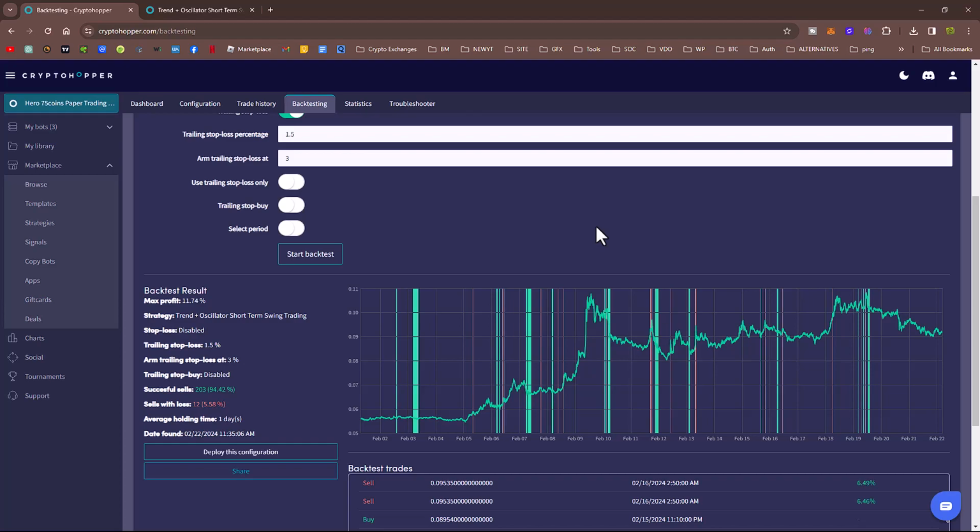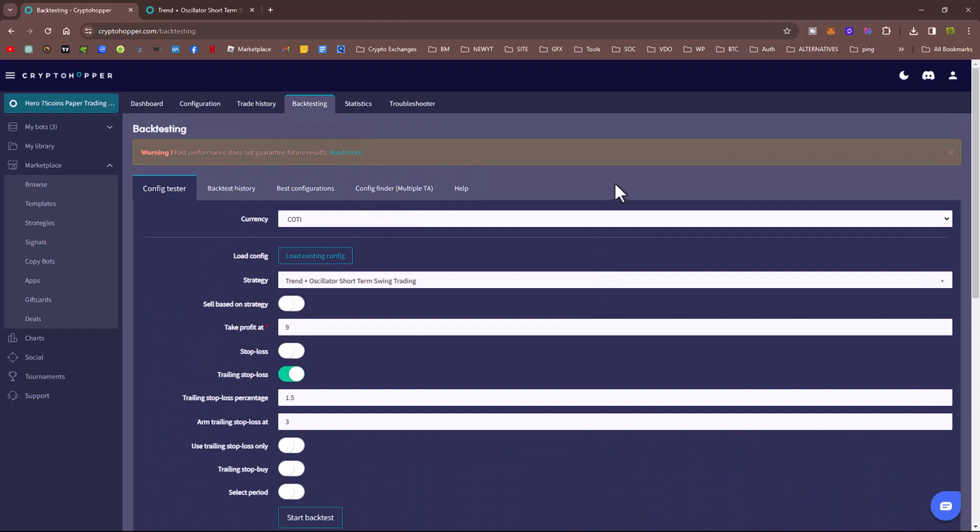Pretty cool. So, I'm going to leave it there. And in the next video, I'm going to show you how to set up this strategy in your paper trading bot. As you can see there, I've got it set up in my paper trading bot. I'm going to show you how to set it up in my next video.